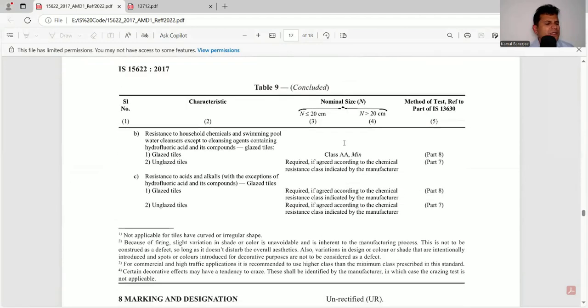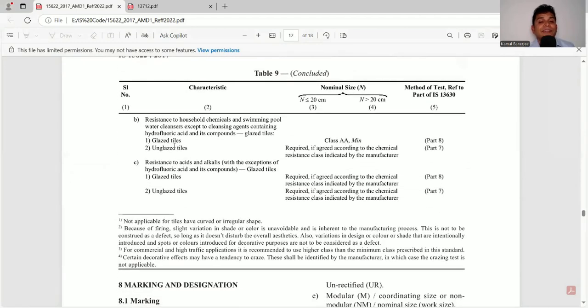And then resistance to household chemicals and swimming pool water cleaners, except cleansing agents containing hydrofluoric acid and its compounds, in glazed tiles. Why? Because whenever you are cleaning the surface or using any chemical, it can damage the tile. That is why we need to check resistance to household chemicals. And it is saying in glazed tile class AA and unglazed tile rectified, required if agreed according to the chemical resistance class indicated by the manufacturer. So you need to check what class is indicated.